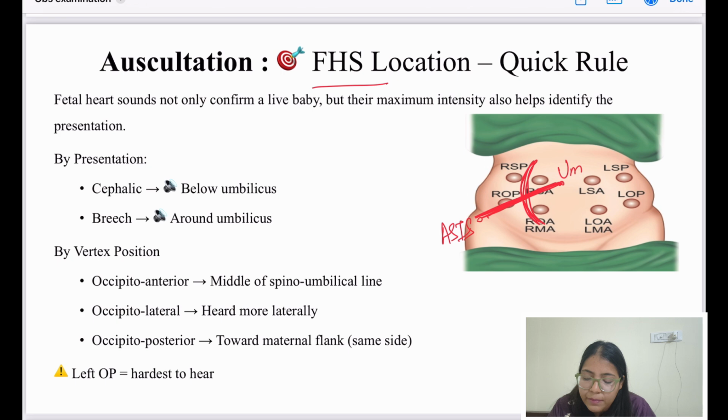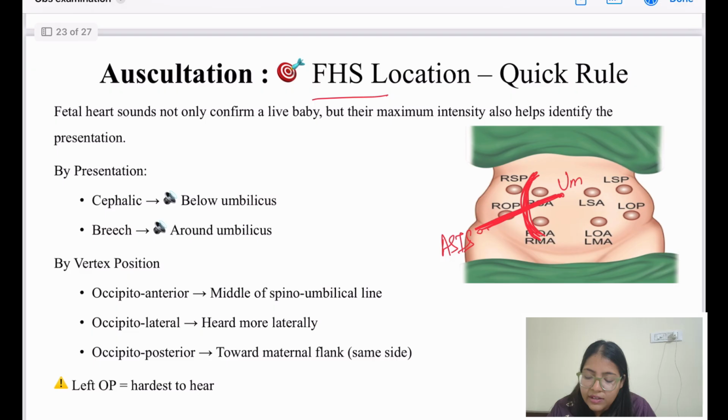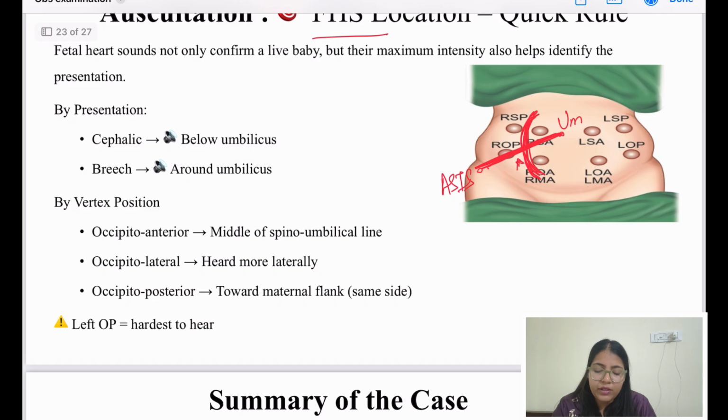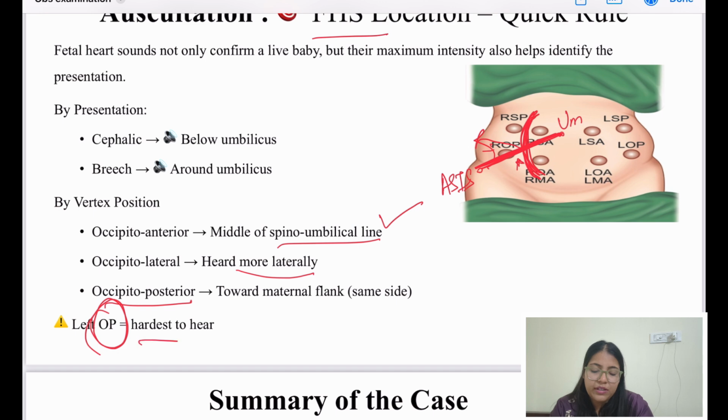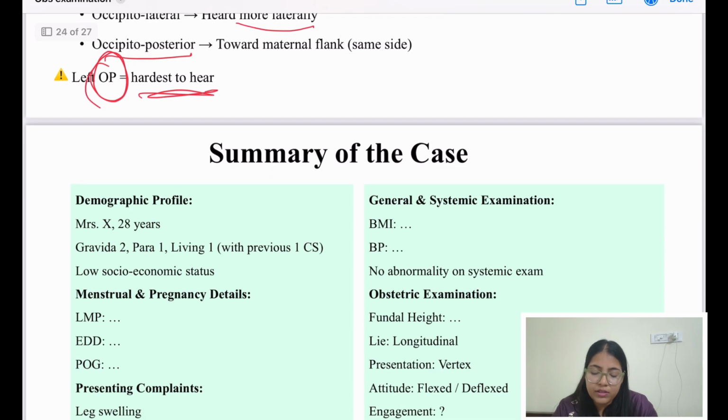If on lateral grip you had palpated the back of the baby on this side, then most likely you will hear the fetal heart sound on the middle point of this spino-umbilical line. So in case of occipito-anterior position, it is on the spino-umbilical line. In case of occipito-lateral, you will hear more laterally because the back will go more lateral, and in occipito-posterior position, it is more towards the flank. So the more the occiput goes posterior, the fetal heart sound will also go posterior, and in occipito-posterior position, it is very hard to hear the fetal sound because the back is directly posterior along with the occiput.